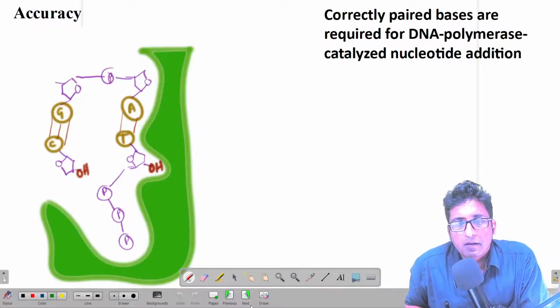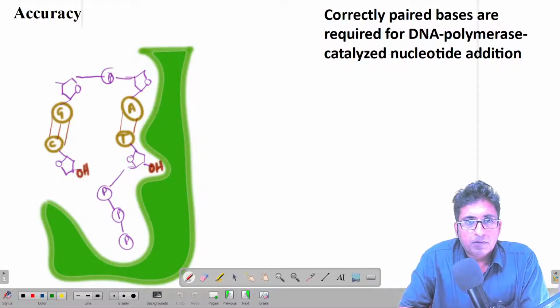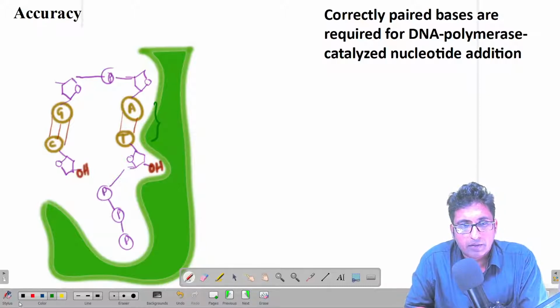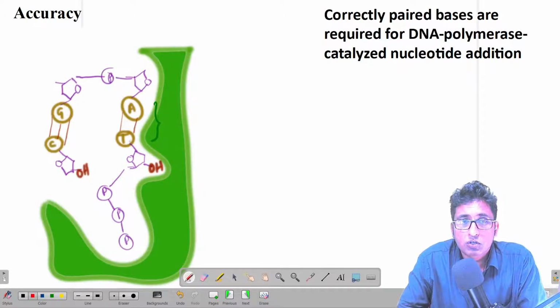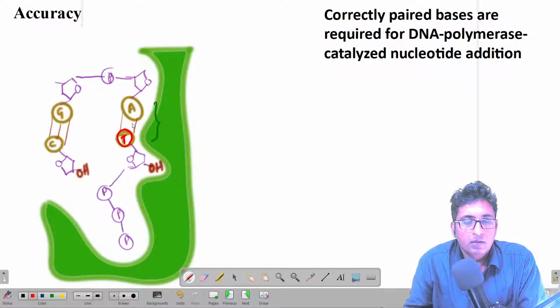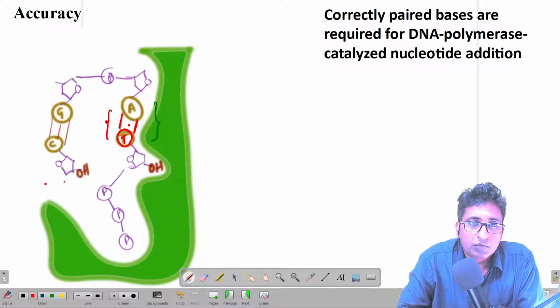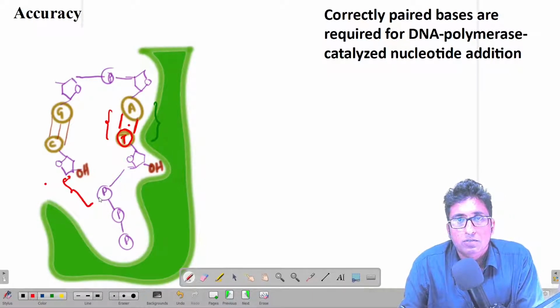The next thing is, how does DNA polymerase see that the correct base pairing is happening? The incoming nucleotide should be a T here. It should not be a G, C or A, which would have been wrong. That is done, in essence, by the base pairing. Only if the base pairing is done properly would the 3' OH of the primer and the incoming nucleotide be oriented properly for the phosphodiester bond formation to occur.